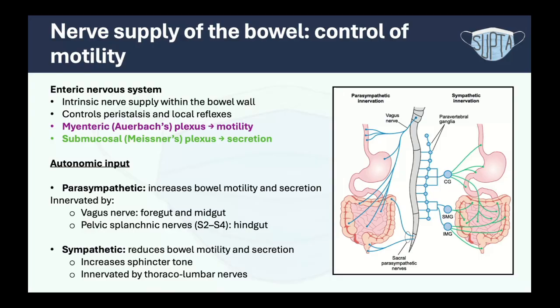In contrast, the sympathetic nervous system reduces our gut activity, hence why stress and pain can sometimes lead to reduced bowel movements because our sympathetic nervous system suppresses digestion. Innervation comes from the thoracolumbar region of the spinal cord, which then travels through the ganglia before reaching the gut.